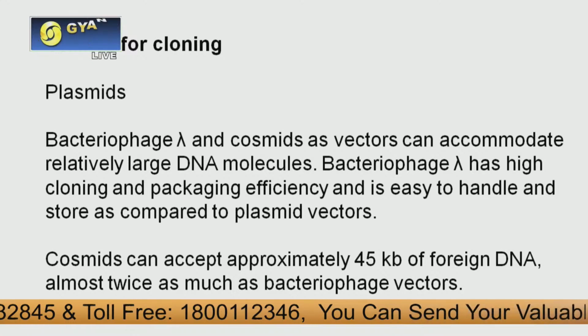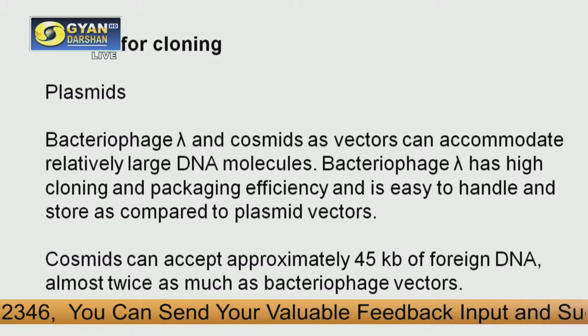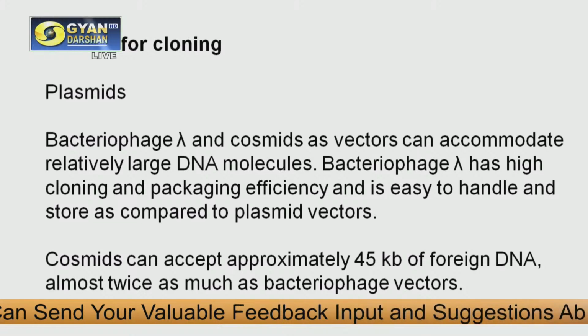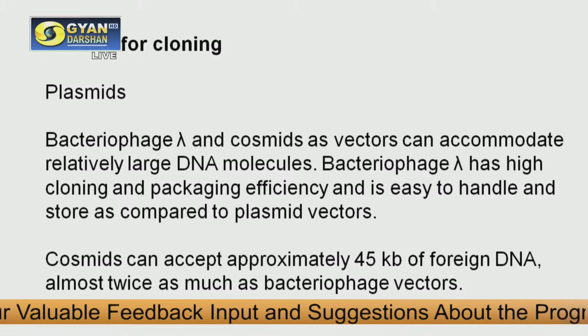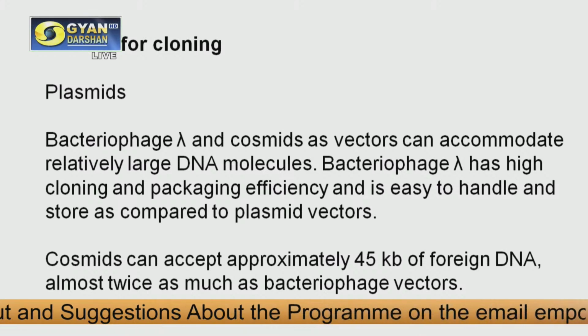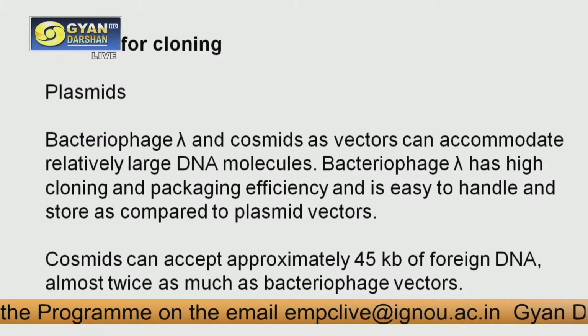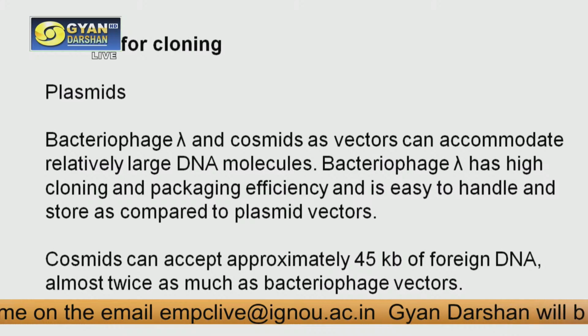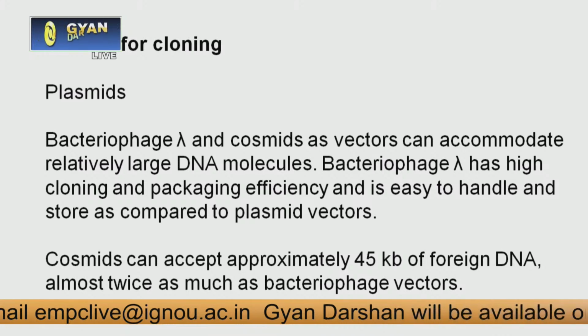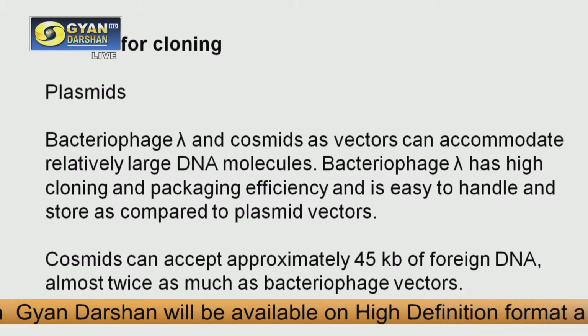Now what are those high capacity vectors? Bacteriophage lambda and cosmids. They can accommodate large DNA molecules. Bacteriophage lambda has high cloning and packaging efficiency and is easy to handle and store as compared to plasmid vector. So the capacity is high, and you can use cosmids. Cosmids can accept approximately 45 kilobase of foreign DNA, almost twice as much as bacteriophage vectors.